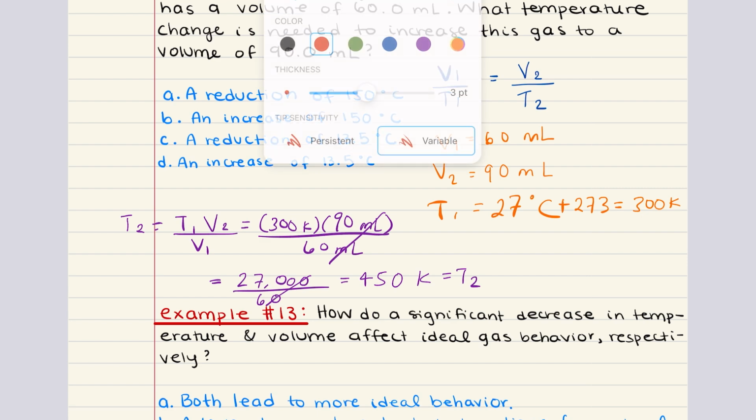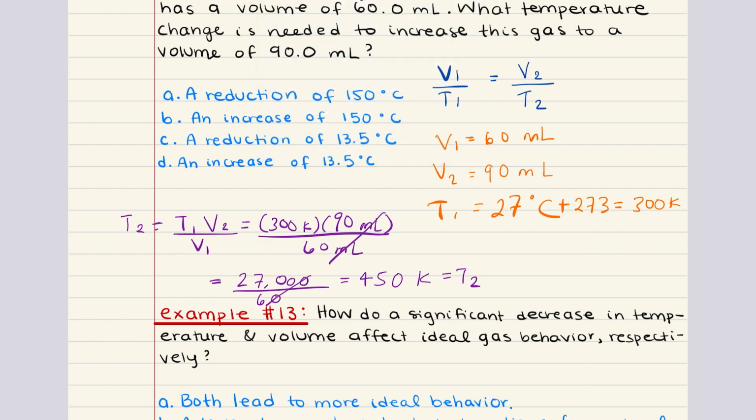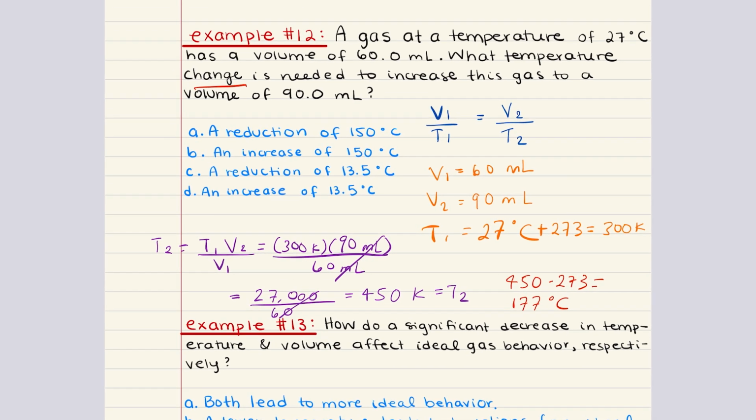Now let's go ahead and convert this back into Celsius. 450 minus 273 gets us 177 degrees Celsius. Now the question asks us what temperature change is needed to increase this gas to a volume of 90 milliliters. We've gone from 27 degrees Celsius to 177.